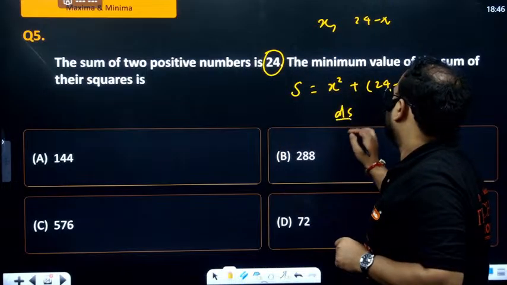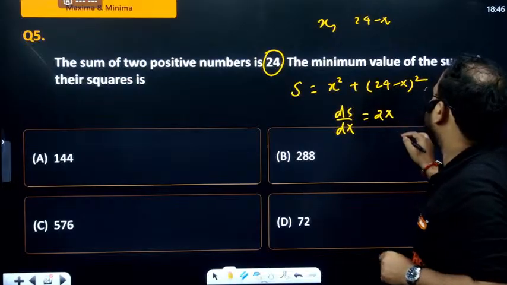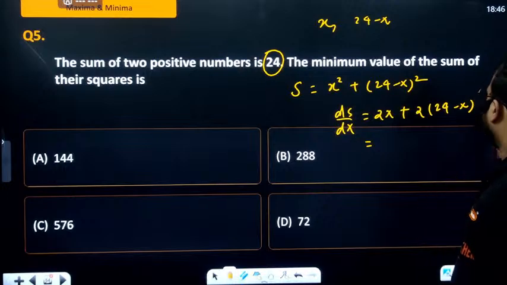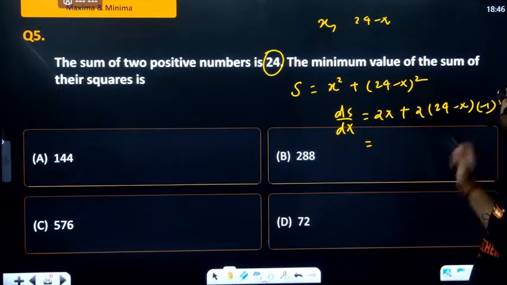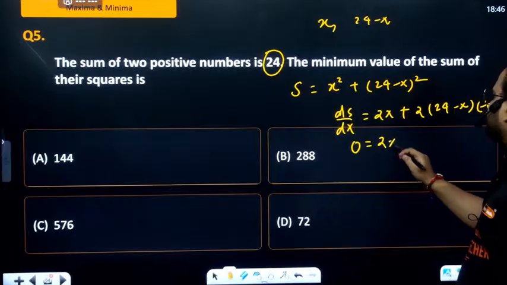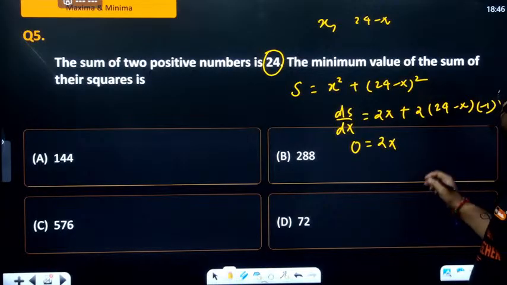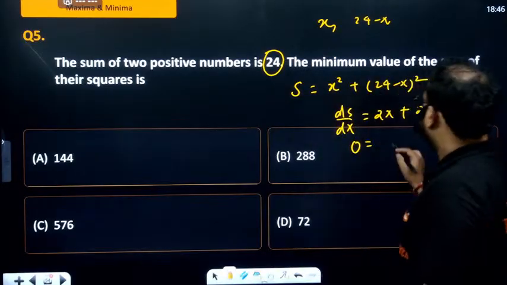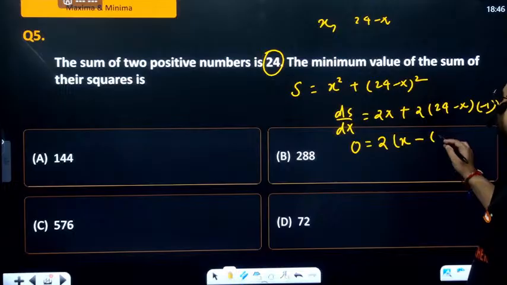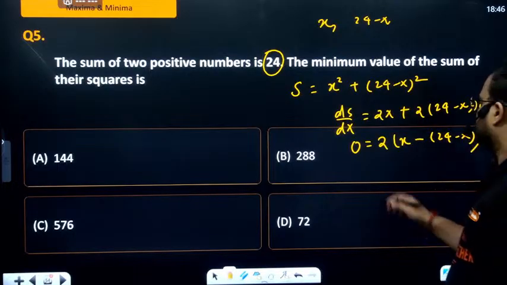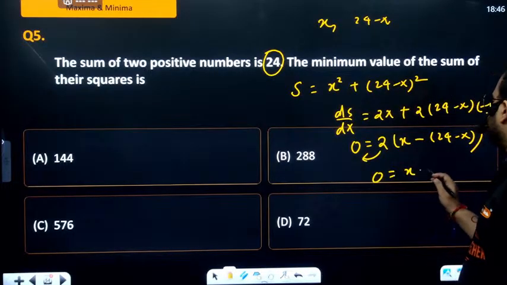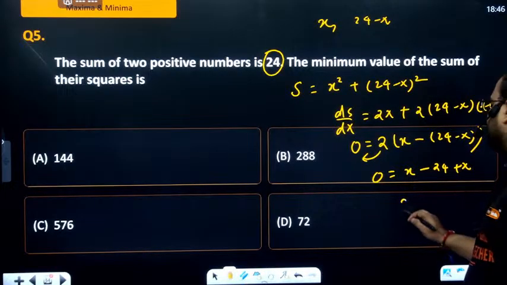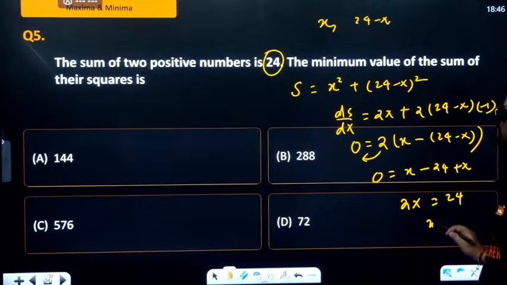Differentiate: dS by dx equals 2x plus 2 times (24 minus x) into minus 1, because the differentiation of minus x is what? Minus 1. Put it equal to 0. Excuse me, we don't have to write 2x, right? Because 2 is common actually. Take 2 common, you get x minus (24 minus x). So if you move to this side, you have 0 equals x minus 24 plus x. Open the bracket, you get 2x as 24, and x will be what? 12.